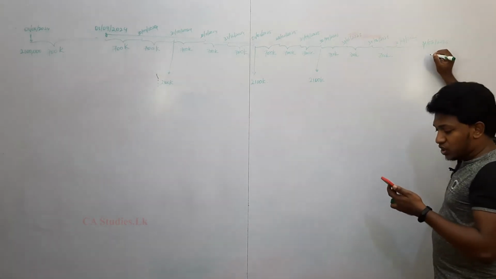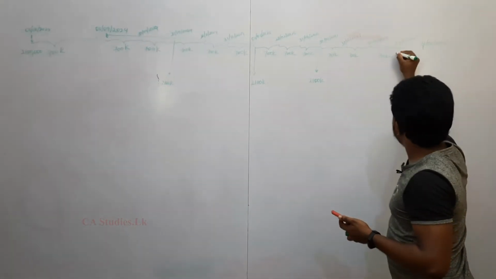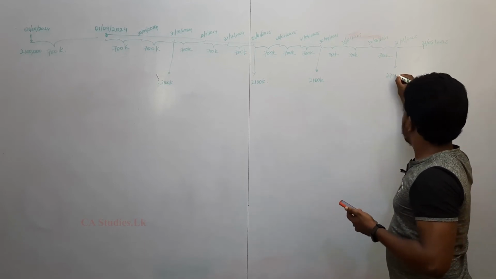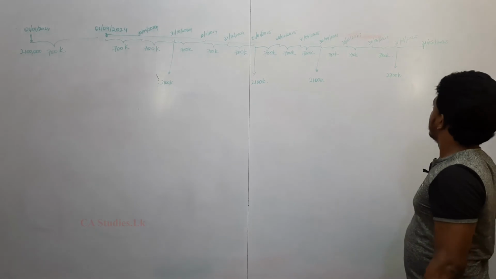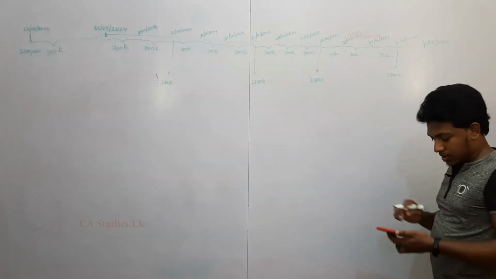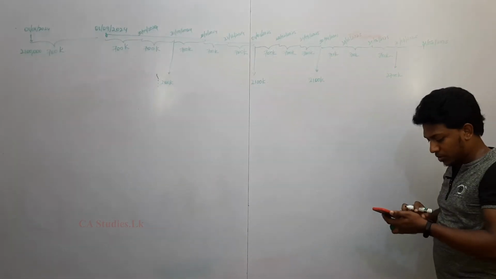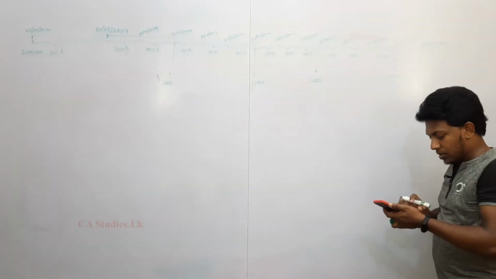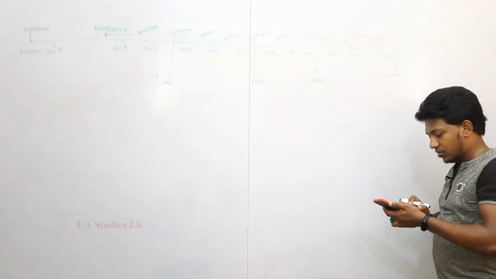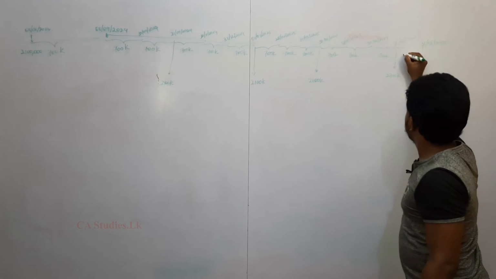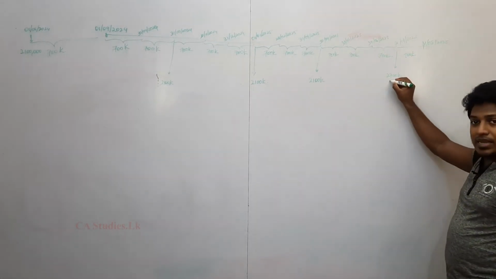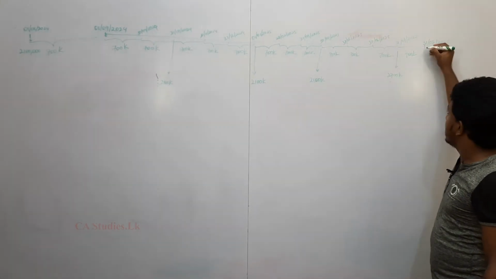2025. On August 1st we have paid 2.7 million. So for 3 months we have paid. So 1 month is how much? We have to divide 2,700,000 by 3. So 900,000. Once 2.7 million is paid, 900,000 is allocated.